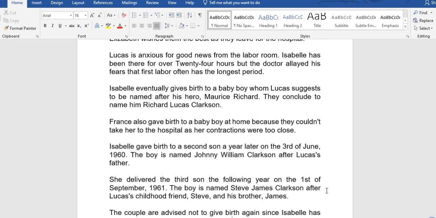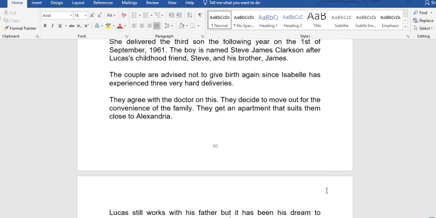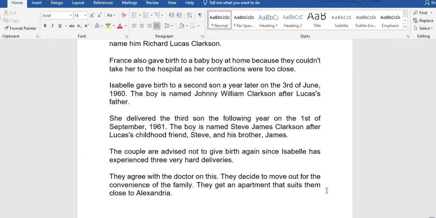France also gave birth to a baby boy at home because they couldn't take her to the hospital as her contractions were too close. Isabel gave birth to a second son a year later on the 3rd of June 1960. The boy is named Johnny William Clarkson after Lucas' father. She delivered the third son the following year on the 1st of September 1961. The boy is named Steve James Clarkson after Lucas' childhood friend Steve and his brother James.